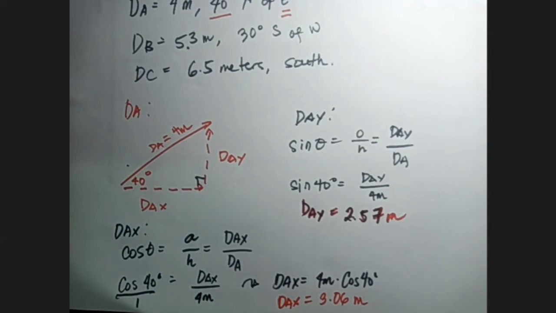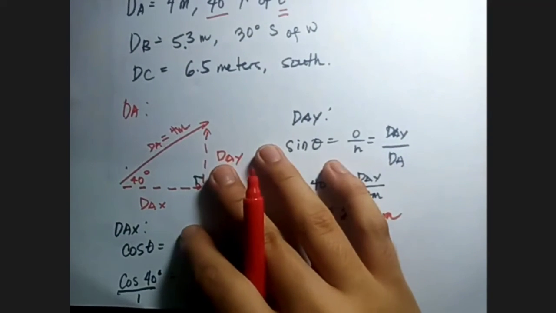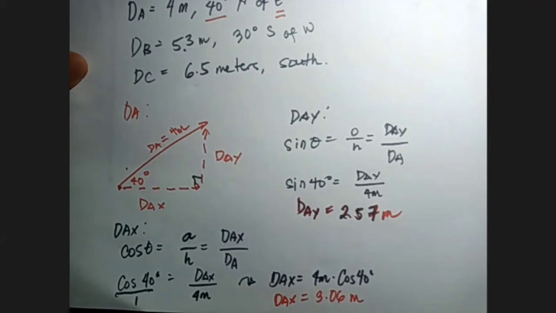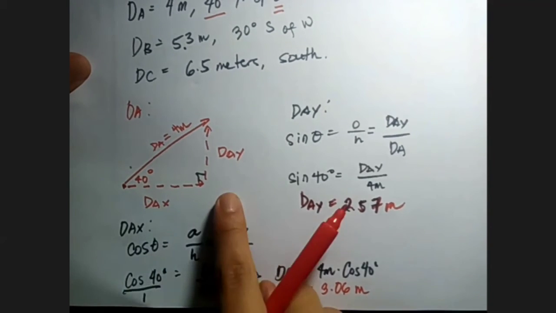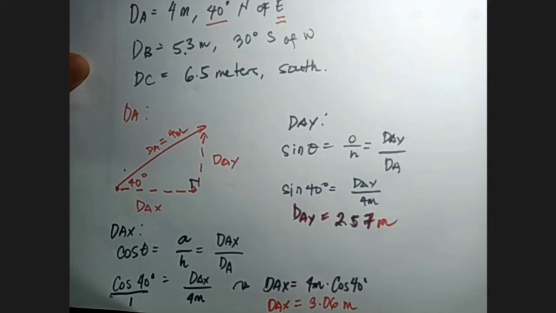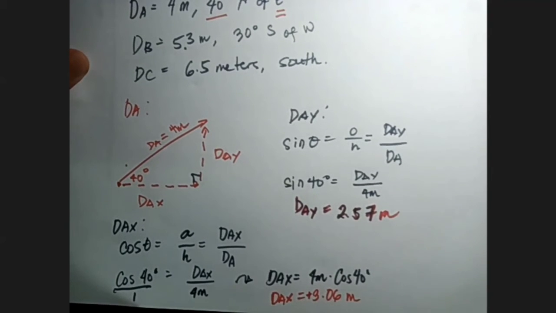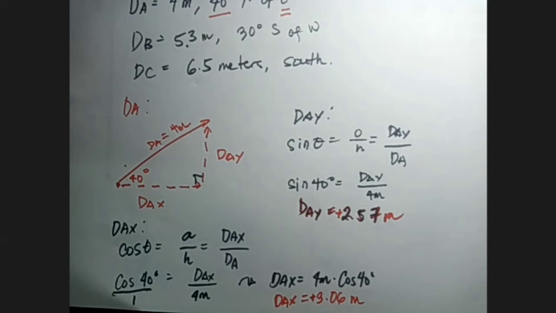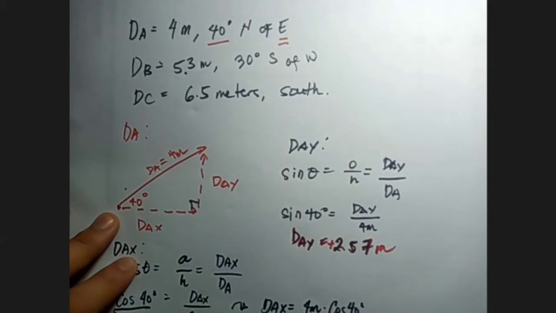Now, analyze natin ang direction ng d sub ax and d sub ay. D sub ax from initial position, tignan natin from initial point to the tail of the arrow d sub a, papunta sa rightward direction, eastward direction, ibig sabihin that is positive. Therefore, 3.06 meters is positive. D sub ay papunta sa taas, that is also positive. Now, take note. We have already obtained the value of d sub ax, d sub ay. Let us move on to d sub b.